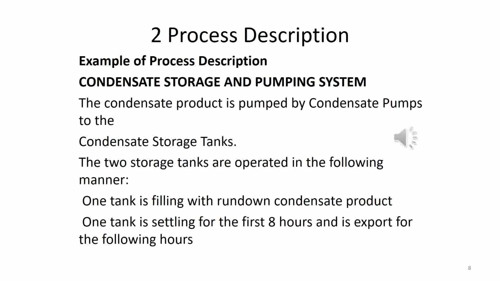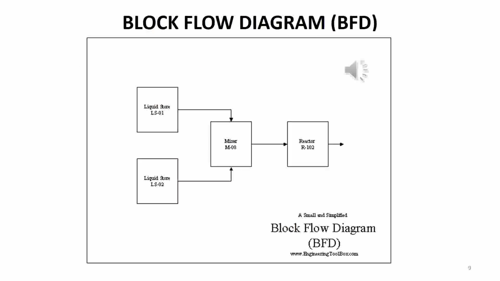Process description. Example of process description. Condensate storage and pumping system. The condensate product is pumped by condensate pumps to the condensate storage tanks. The two storage tanks are operated in the following manner. One tank is filling with rundown condensate product. One tank is settling for the first 8 hours and is exported for the following hours.